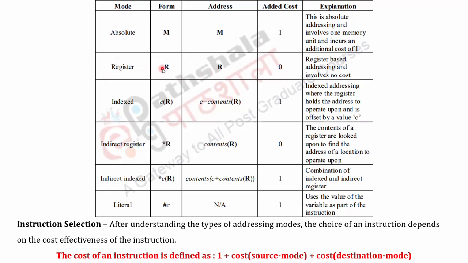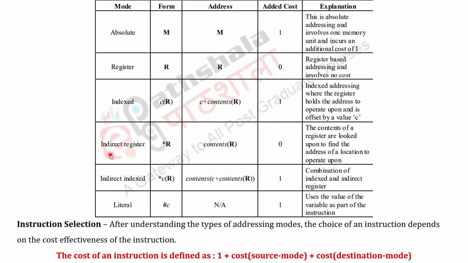Then register, which will be involving the register for this, and the register doesn't involve any additional cost for it. And then the indexing, like for example, if we are using something called arrays and all, we will be going with the indexing mode. So this is the form which we will be having. Here the constant plus the contents of the register we will be taking. So here the added cost will be 1. So index addressing, where the register holds the address to operate upon and it's offset by the value C. That is the index value, we call it as an offset here.